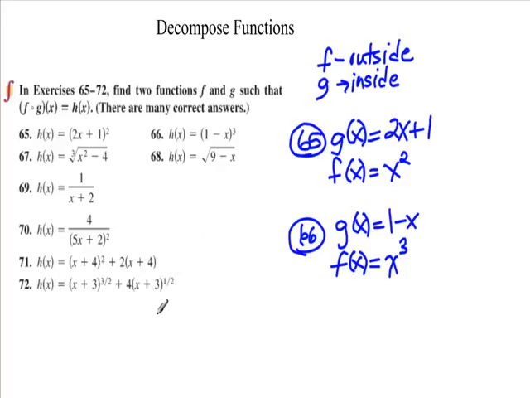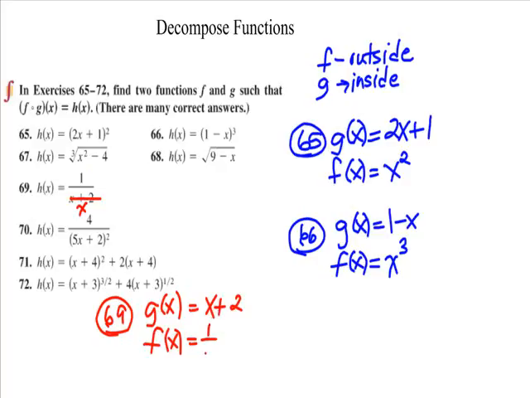Let's do a couple more. What about number 69? It is the function 1 over x plus 2. So notice that we have this linear function x plus 2 that's plugged into this rational function. So our inside function, if you will, is that linear function x plus 2. Well, what is it being plugged into? If you replace x plus 2 with just an x, it's being plugged into 1 over x.